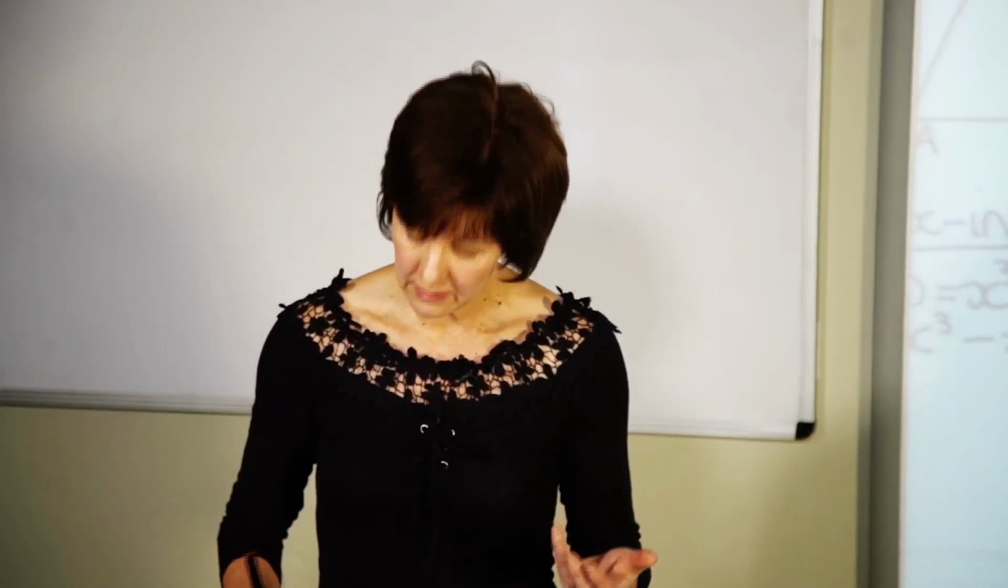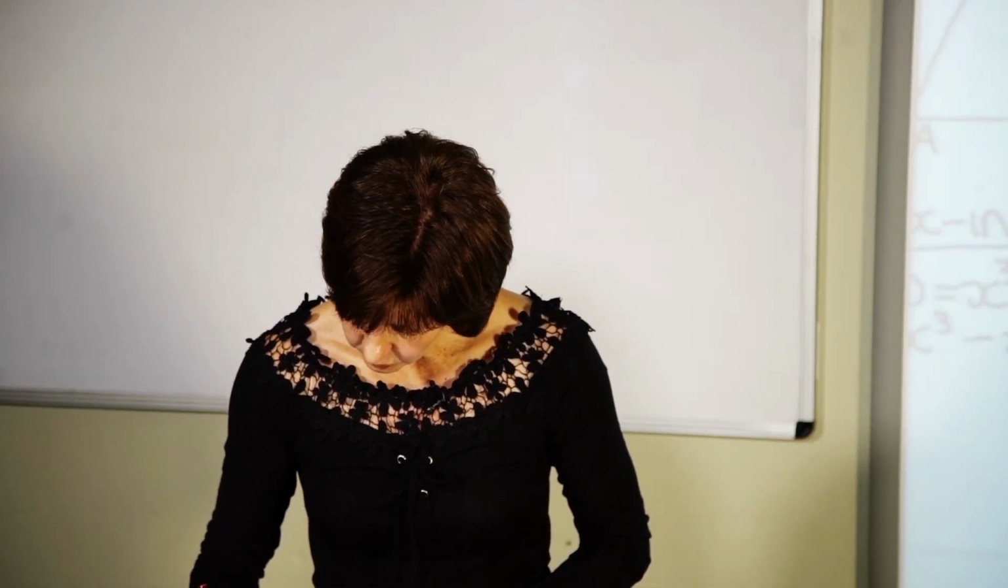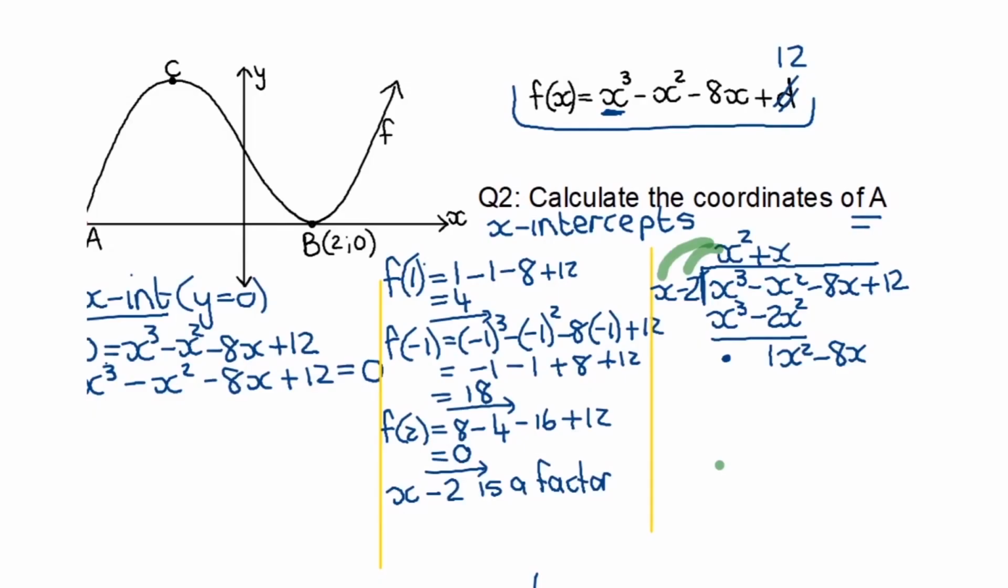The process will repeat. X must be multiplied with what to give me the x squared? 1x squared is a positive x. And the moment I write it there on top, I multiply with both. So it's going to be 1x squared. If I multiply, positive and negative is negative 2x. Subtract. Negative 8 plus 2 is negative 6x. And I bring down the last term, which is a plus 12.